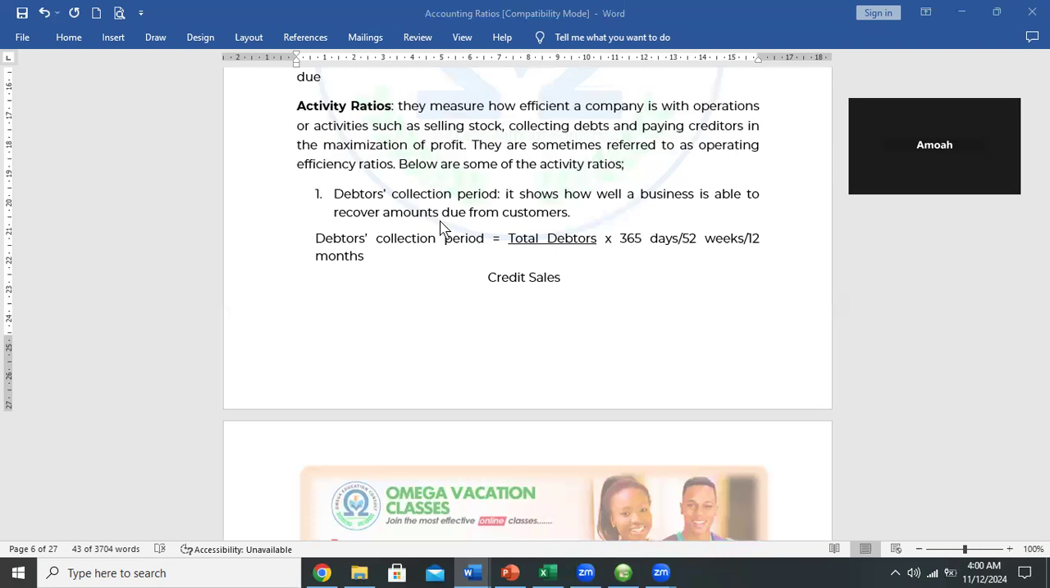Okay. What is the formula for this ratio? Very simple. Your total debtors, and you know that these debtors arise because of credit sales. So your total debtors divided by credit sales.